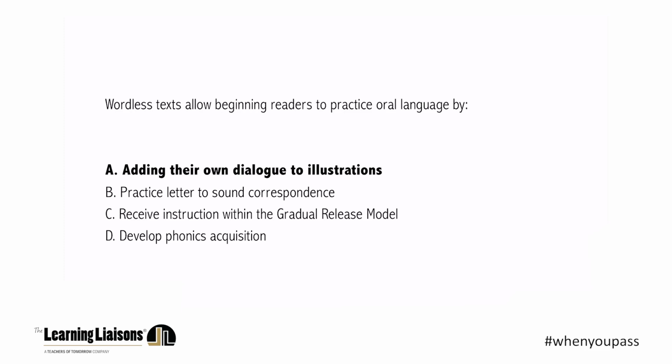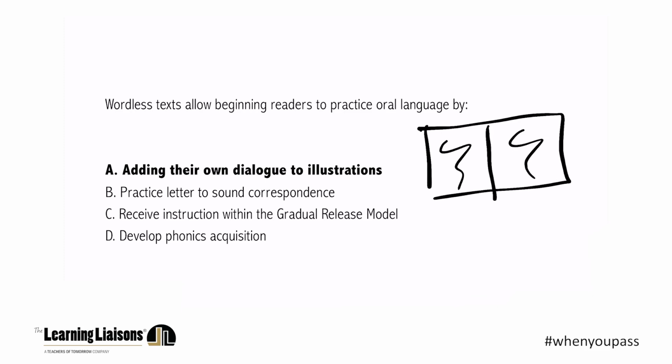So wordless texts are just how it sounds. It's a text without any words. So how would they practice oral language? Well, they're adding their own dialogue to the illustrations of what's in the book. So in the book, there are just pictures on the pages, no text, but the student can practice oral language by adding their own dialogue.